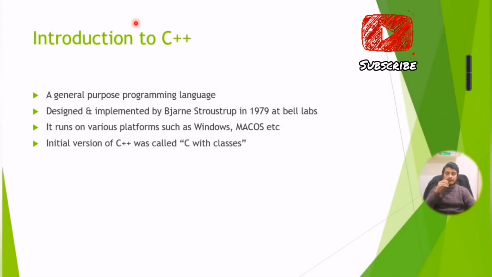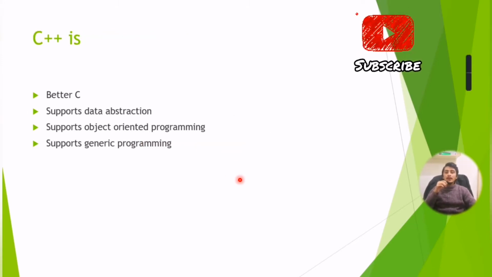Starting today's lecture, introduction to C++. C++ is a general purpose programming language designed and implemented by Bjorn Stroustrup in 1979 at Bell Labs. It runs on various platforms such as Windows, etc. The initial version of C++ was called C with classes. So C++ is a better C. I have told you about C in my previous lecture. It supports data abstraction, object-oriented programming, and generic programming. If you are new to these terms, don't worry. We will learn these terms from the basic level in detail.